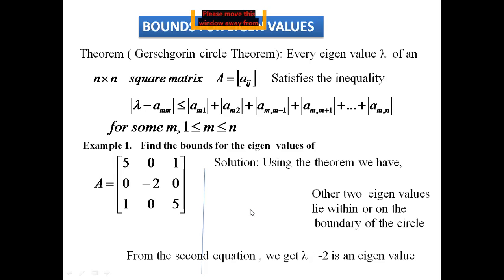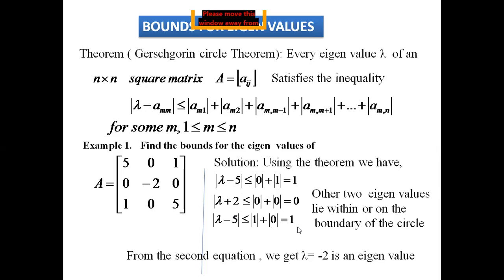Using that theorem, for the first row we get the magnitude of lambda minus 5 less than or equal to the magnitude of the first element plus the magnitude of the second element in this row, but this sum is equal to 1. This is the first condition. For the second one, lambda minus of minus 2, that means lambda plus 2, is less than or equal to, here the remaining elements are 0 plus 0, that is 0. For the last one, lambda minus 5, the positive value of this, is less than or equal to 1 plus 0, that is 1.